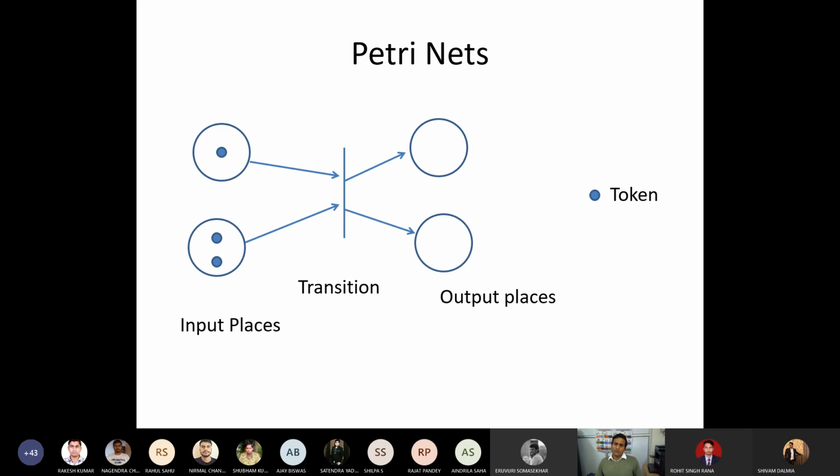Can anyone tell me what a bipartite graph is? Anyone knows? Yes, sir. What is that? A bipartite graph is divided into two parts, in which every node is divided into two parts. One node is in one part and another node is in the other part. It's like that, sir.